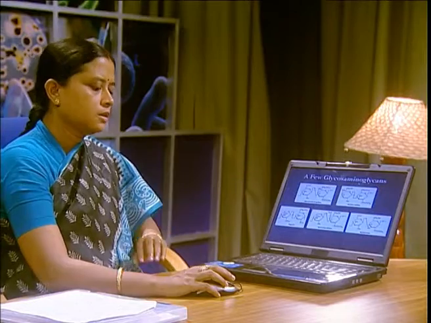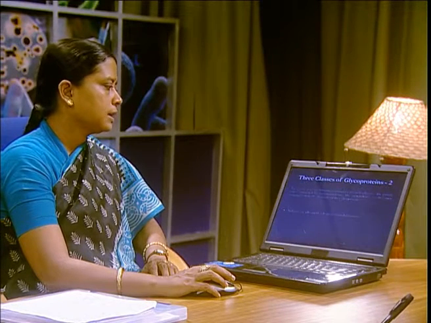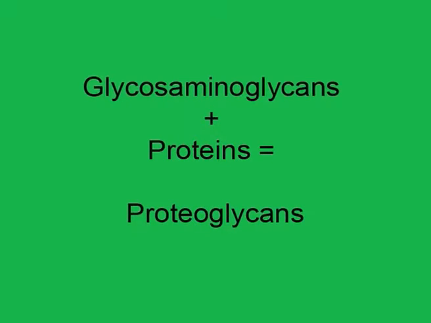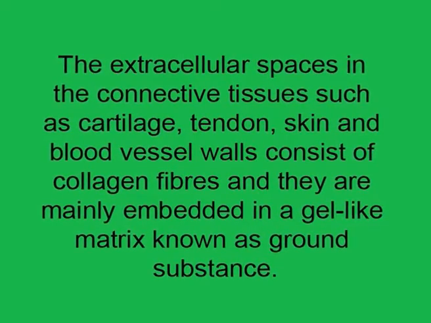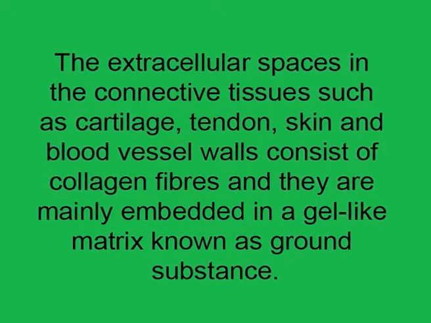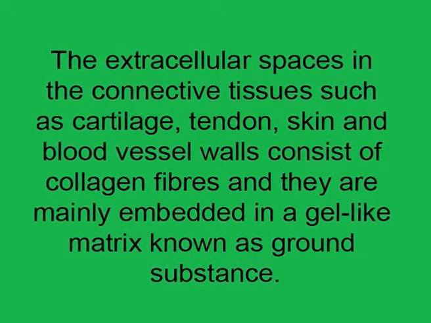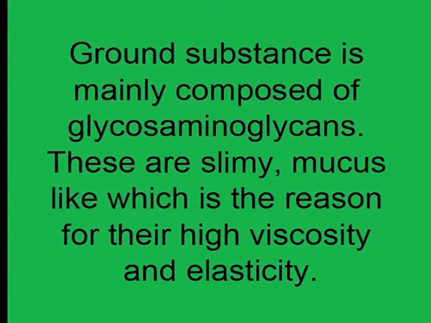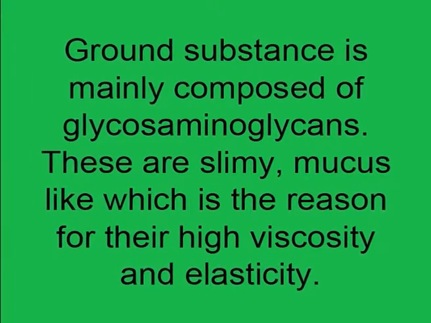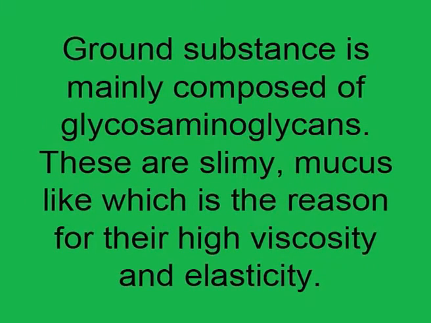A few examples were already mentioned: the glycosaminoglycans, which when associated with proteins give the proteoglycans. The extracellular spaces in connective tissues such as cartilage, tendon, skin and blood vessel walls consist of collagen fibers mainly embedded in a gel-like matrix known as the ground substance. It is present everywhere in our body, and this ground substance is composed of glycosaminoglycans. These are slimy and mucus-like, which is the reason for their high viscosity and elasticity.